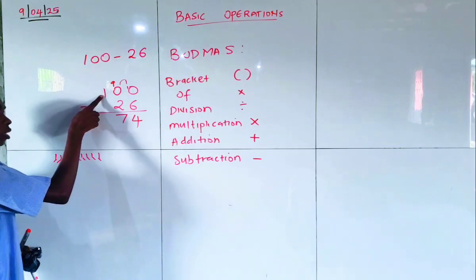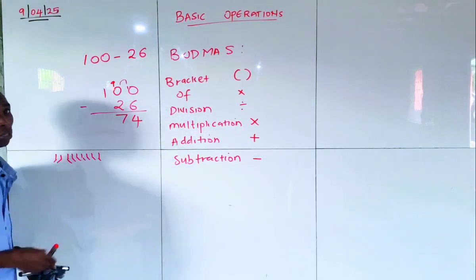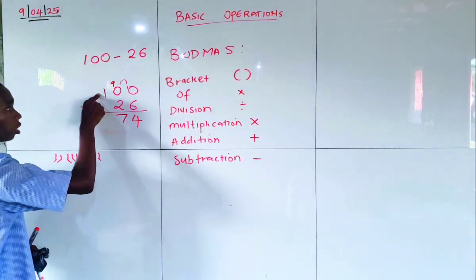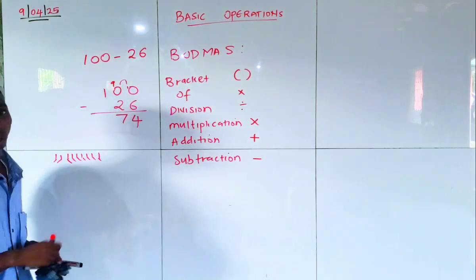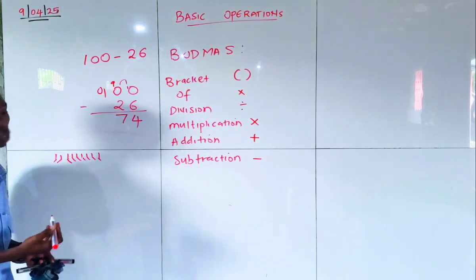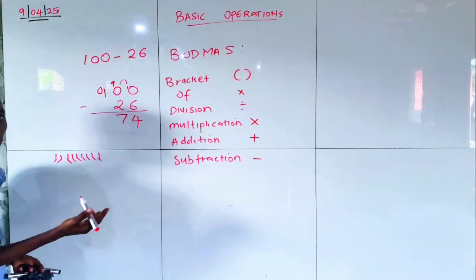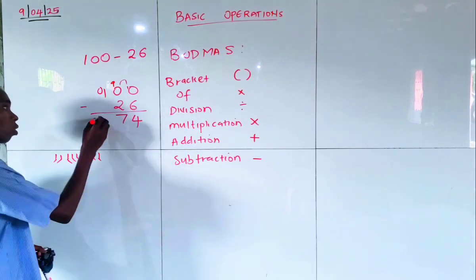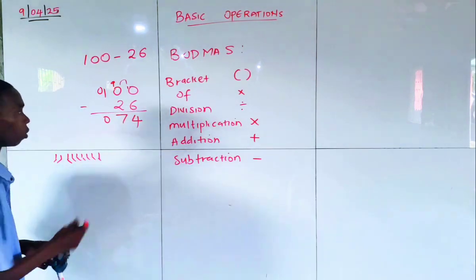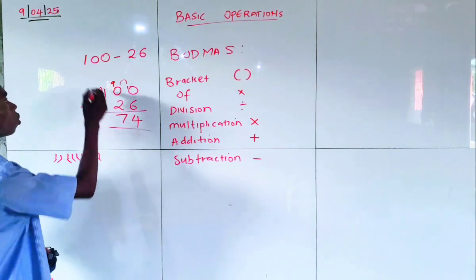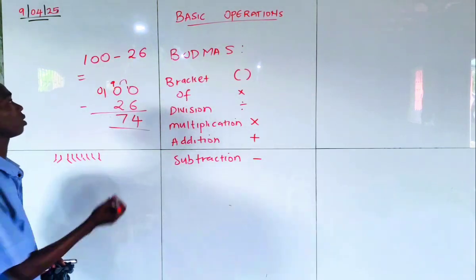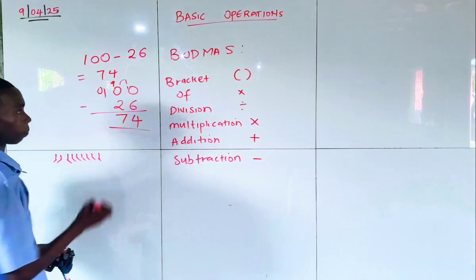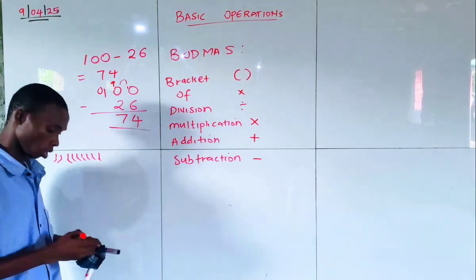Now, if we notice this one here, it is nothing because we have already borrowed from it. If we borrow from this one here, it's just 0. There is nothing here, just 0. So no need of putting the 0 here. We just notice that our answer here is 74. Even though you put 0 here, it's still the same 74, but no need of putting the 0. So 100 minus 26 is giving us 74. So this is our answer.